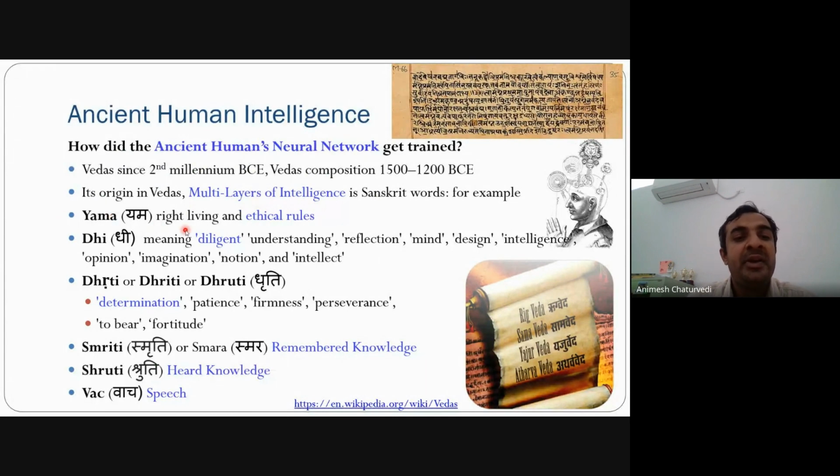For example, Yama means right living entity or doing ethical things. Then dhi means diligent, how you are able to understand something, what is your opinion and understanding and intellect. Then dhriti, determination, perseverance and patience to do some work. Then smriti, that is remembered knowledge. And shruti means heard knowledge, which has been listened to earlier and we are communicating it further. Then vacha means related to speech. So all these things are now being worked on under artificial intelligence.